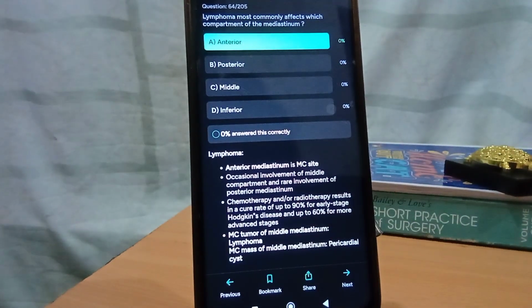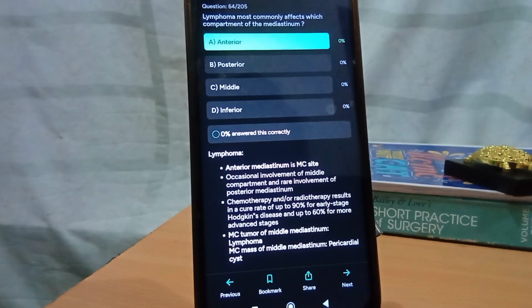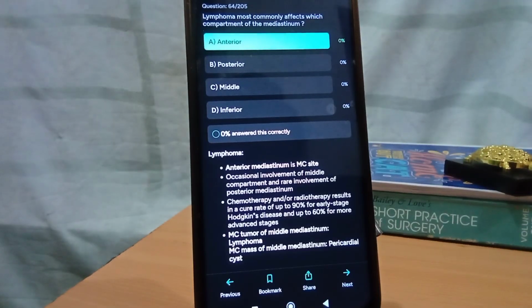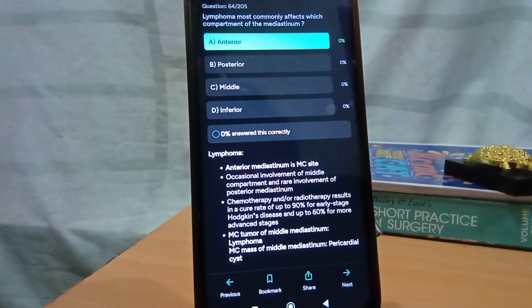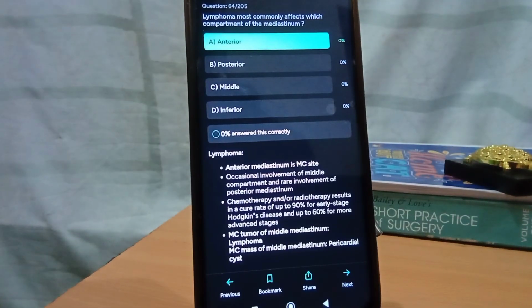Lymphoma most commonly affects which compartment of the mediastinum? The anterior mediastinum is the most common site for lymphoma. There is occasional involvement of the middle compartment and rare involvement of the posterior compartment. Chemotherapy and/or radiotherapy results in a cure rate of up to 90% for early stage Hodgkin disease and up to 60% for more advanced stages. The most common tumor of the middle mediastinum is lymphoma, and the most common mass of the middle mediastinum is pericardial cyst. So lymphoma most commonly affects the anterior compartment, the anterior mediastinum.